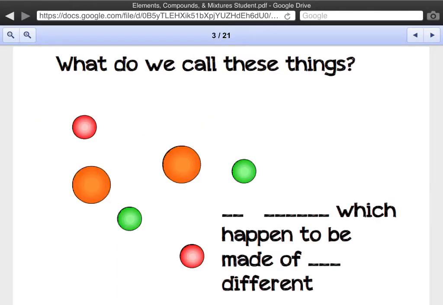Here we have a different diagram. You have orange circles, you have green circles, and you have red circles. So what is that? Well, these are 6 atoms, which happen to be made of 3 different elements. You can see that the green ones are one element, the red ones are another element, and the orange ones are the third element. So that is 6 atoms made up of 3 different elements.